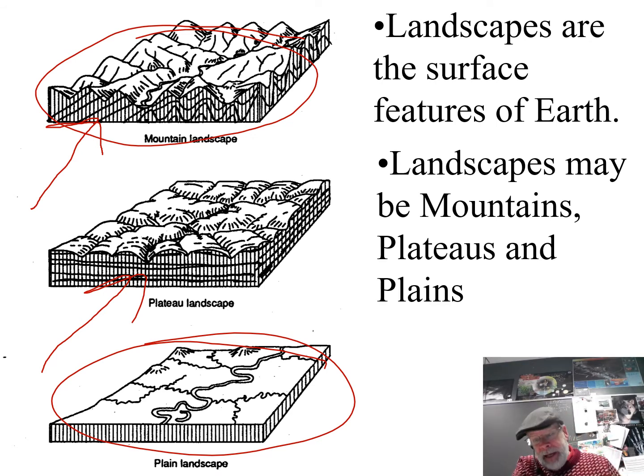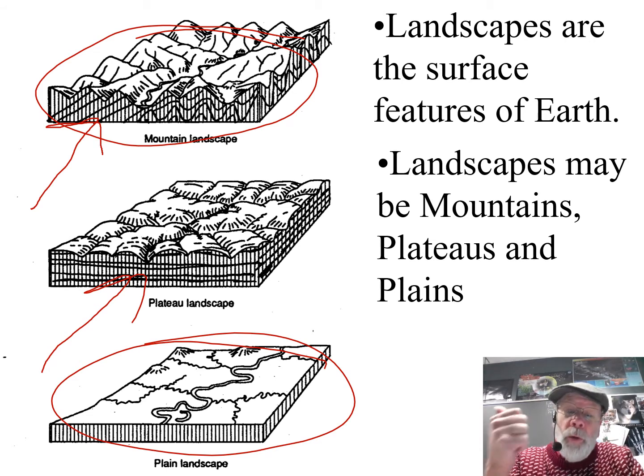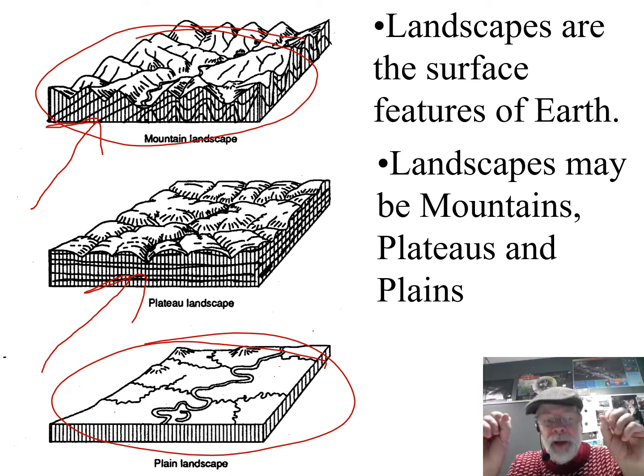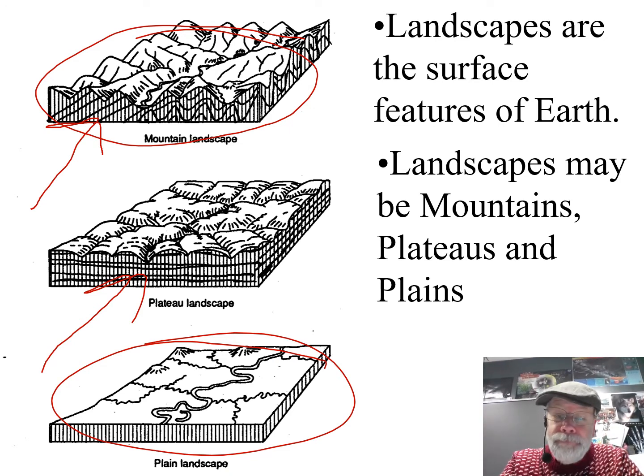But a plain landscape has been either not tectonically lifted or has been cut and for erosive reasons just smoothed out. So mountains have distorted bedrock structure. Plateaus might have mountainy looking things, but the bedrock structure is flat. Plains don't have mountain structure-y things at all.